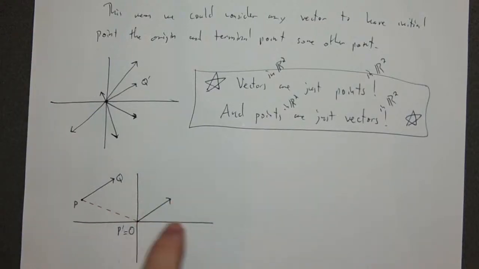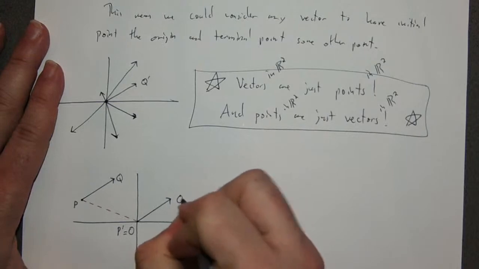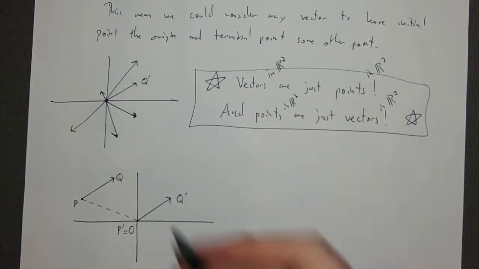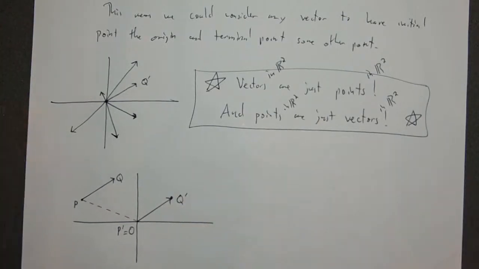Okay, and Q goes to Q prime, which is some point. That point is the point associated to this vector.